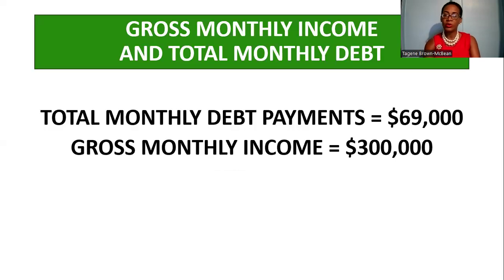The next step now is, how does this come together? So for the calculation to be done, you need your total monthly debt payments, which is 69,000, and you need your gross monthly income, which is 300,000. Now, your gross monthly income is your income before tax and deductions. Okay, people? All right, good.